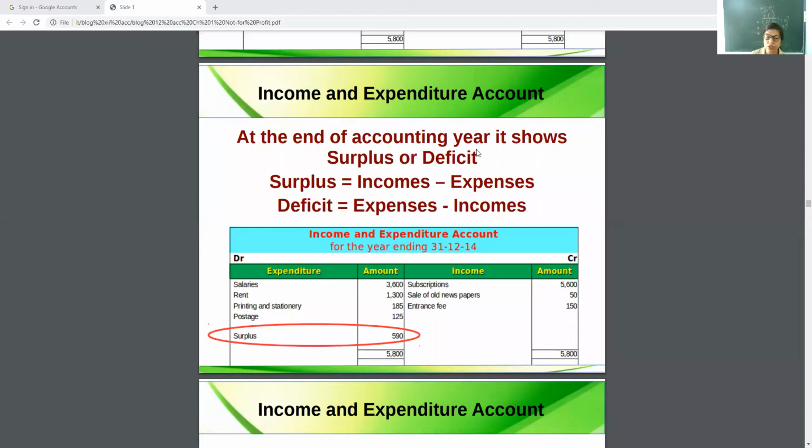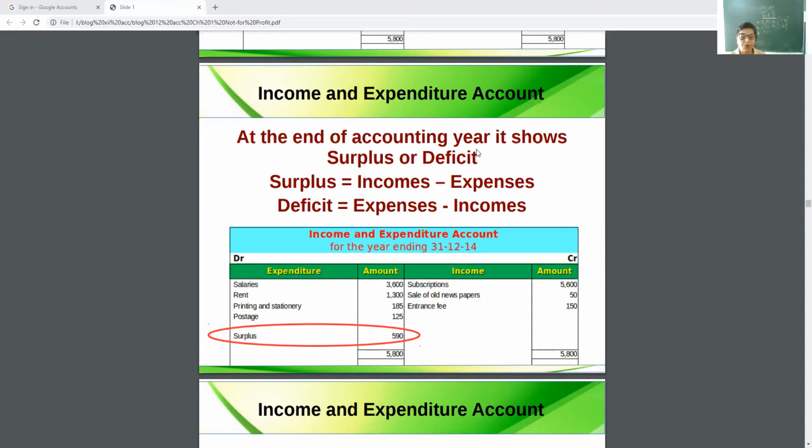See, my dear children, the income and expenditure account is just like the profit and loss account. It has a debit side and a credit side. Debit is for expenditure, and credit is for income, same as the profit and loss account. On the debit side, the non-profit organization shows all the expenditures, and on the credit side, it shows all the sources of income.